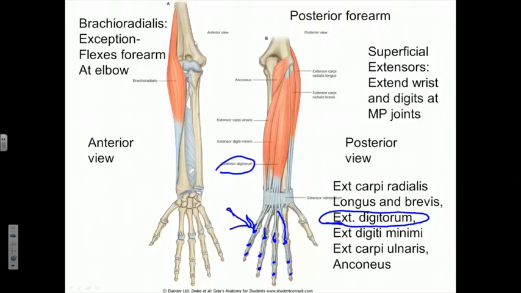So we say that its major action is going to only extend the fingers at the metacarpophalangeal or the knuckle joints. And when we revisit them again, we're going to see, as we indicated on that chart, that intrinsic hand muscles called the lumbricals will actually be the more powerful muscles which will extend the fingers at the interphalangeal joints.